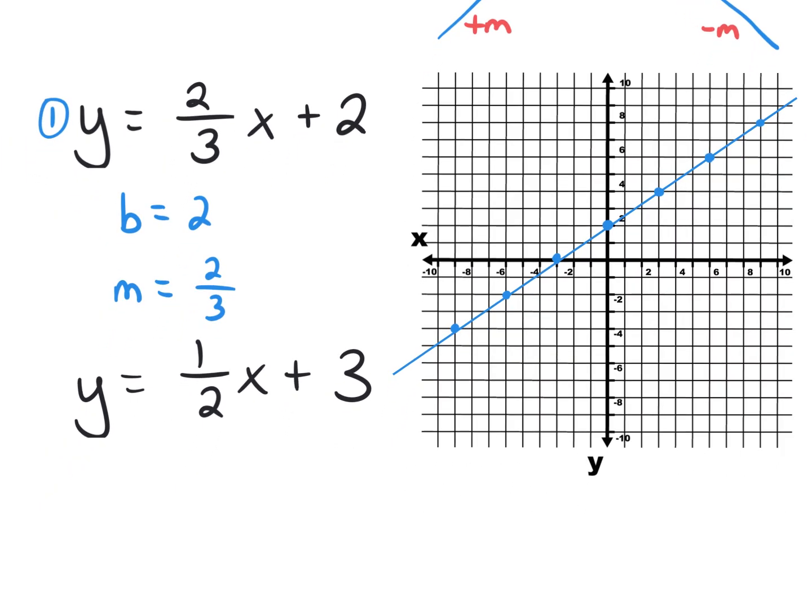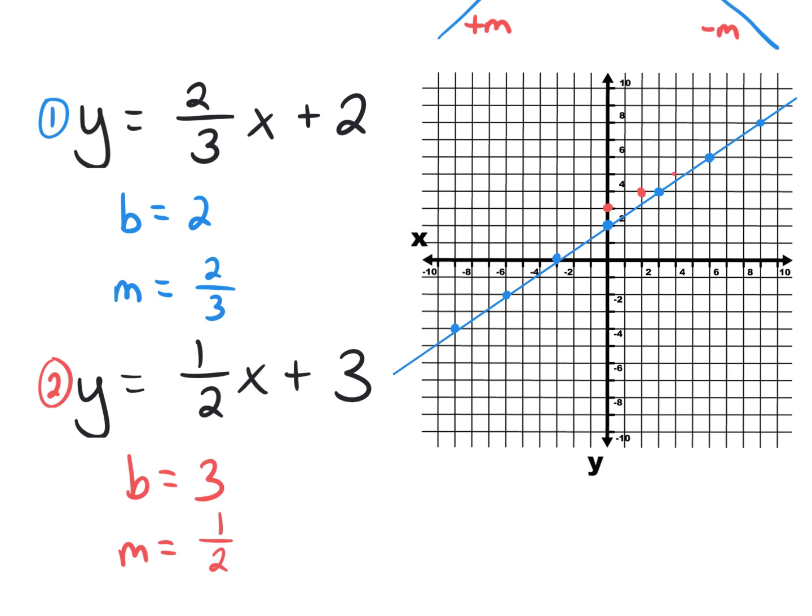Now we do the same thing with graph number 2. Again, what's my starting point, or my y-intercept, for graph number 2? 3. So I'm going to have my starting point at 3. What is my slope? 1/2. So we know it's positive, so it's going to go in an upwards direction. From my starting point 3, I'm going to go up 1 over 2.